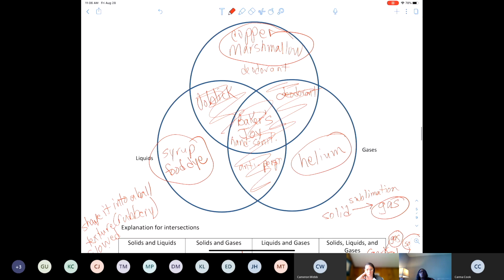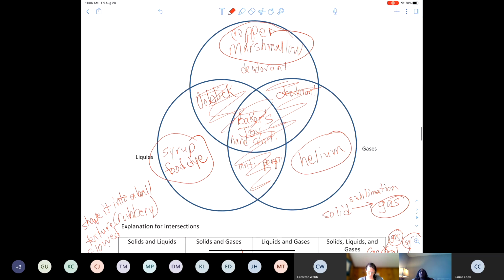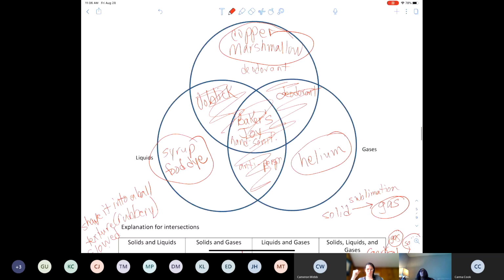So therefore, Baker's Joy, you don't need to boil it for it to start evaporating, because it's got components in it that are much more volatile or easily evaporated than something like water. Now, the Baker's Joy, the hand sanitizer, they've got water as one of their components. That's what makes it liquidy. But they've also got alcohols and other organic chemical compounds in them that do evaporate very easily.